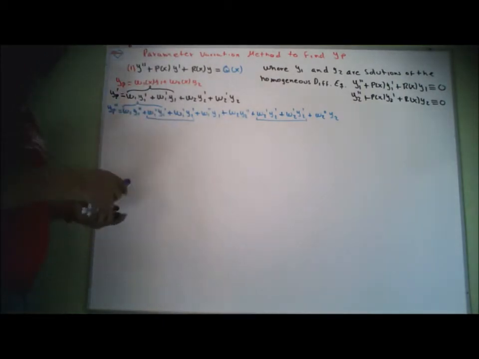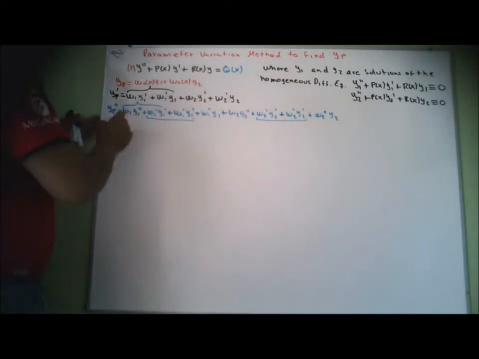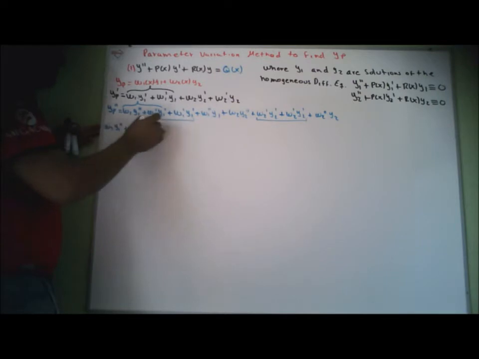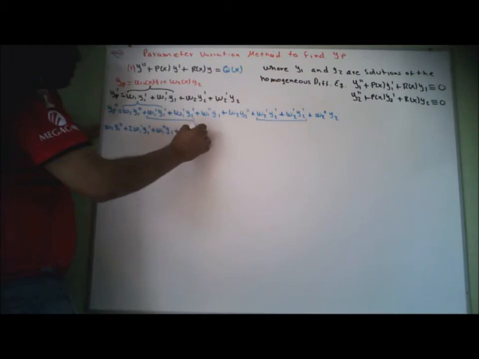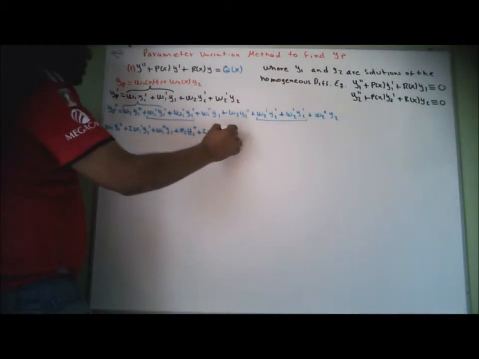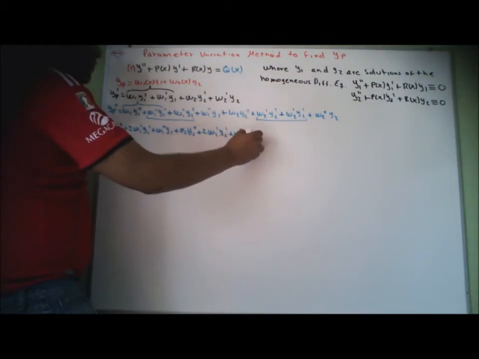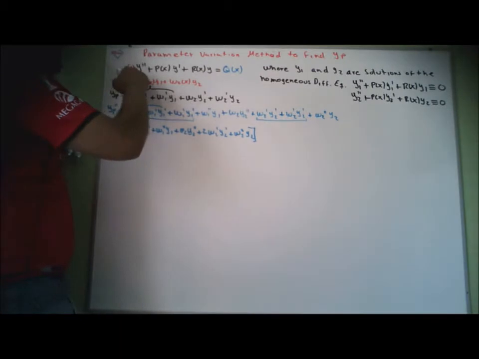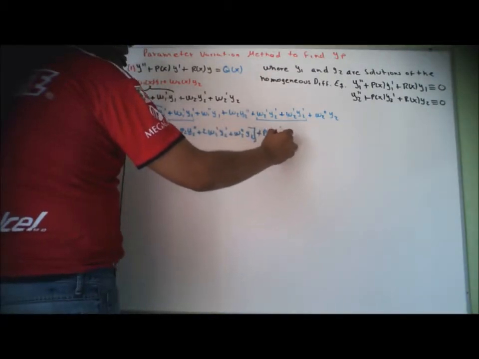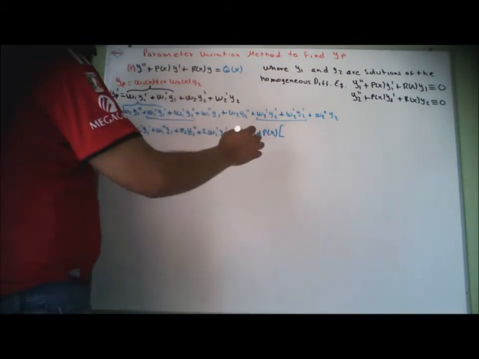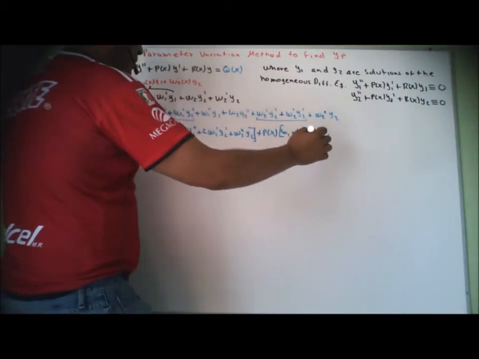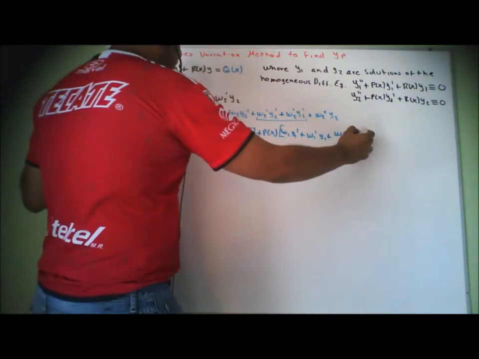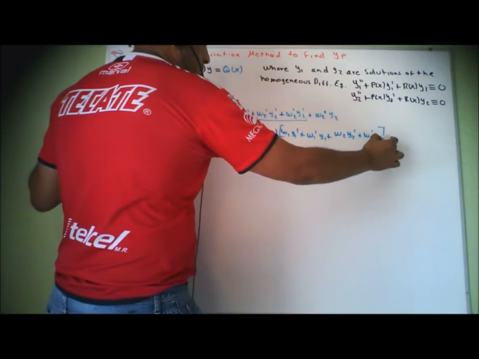So this is going to be very long. So again, in the second derivative, w1 y1 double prime plus 2 times w1 prime y1 prime plus w1 double prime y1 plus w2 y2 double prime plus 2 times w2 prime y2 prime plus w2 double prime y2. Now this is only the second derivative, plus p of x times the first derivative, which is w1 y1 prime plus w1 prime y1 plus w2 y2 prime plus w2 prime y2, that is p of x.